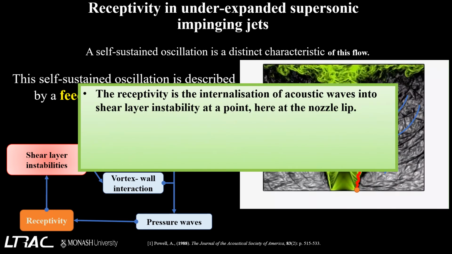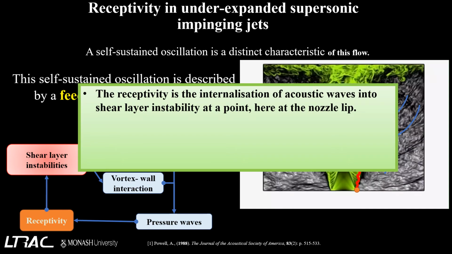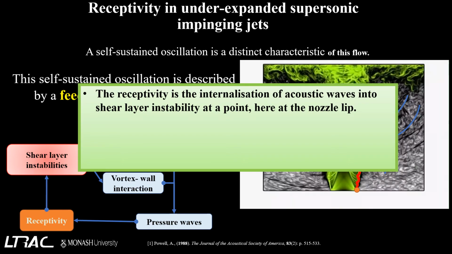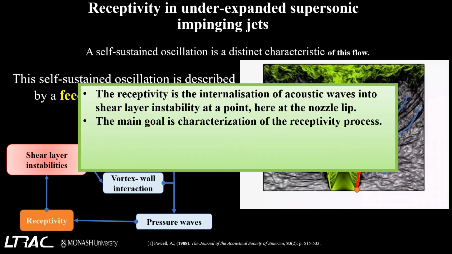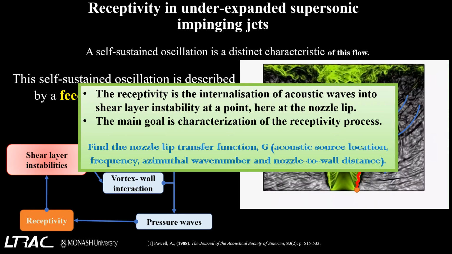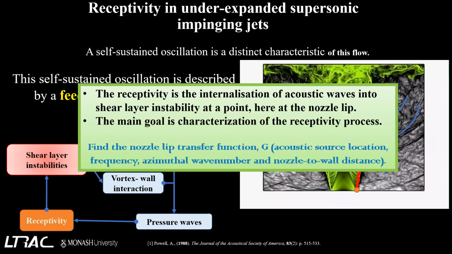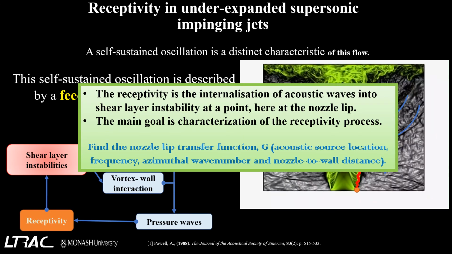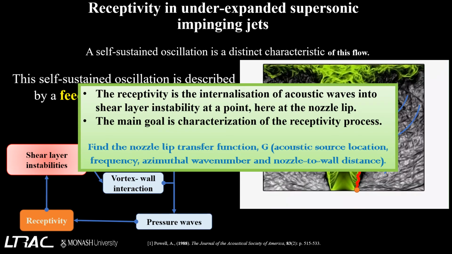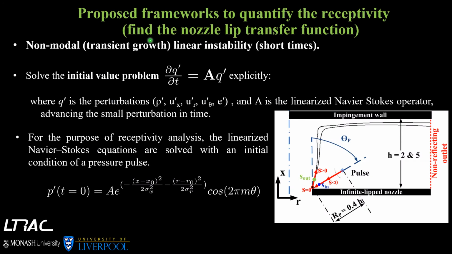Receptivity in this context is the internalization of acoustic waves into shear layer instability at the nozzle lip. The goal of today's talk is characterizing the receptivity process. To do so, we define a transfer function, which is a function of acoustic source location, frequency, azimuthal wave number, and nozzle-to-wall distance. To find the nozzle lip transfer function, we use non-modal linear instability analysis.